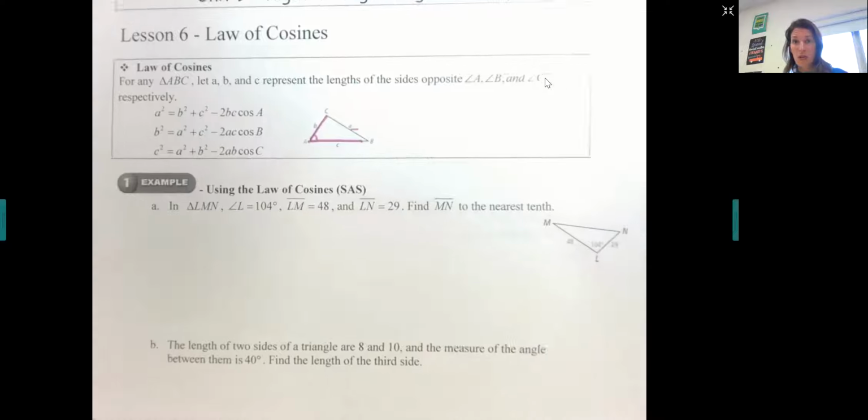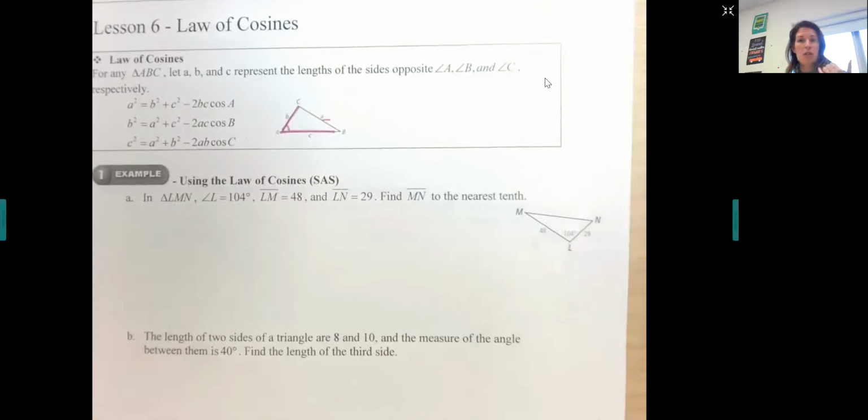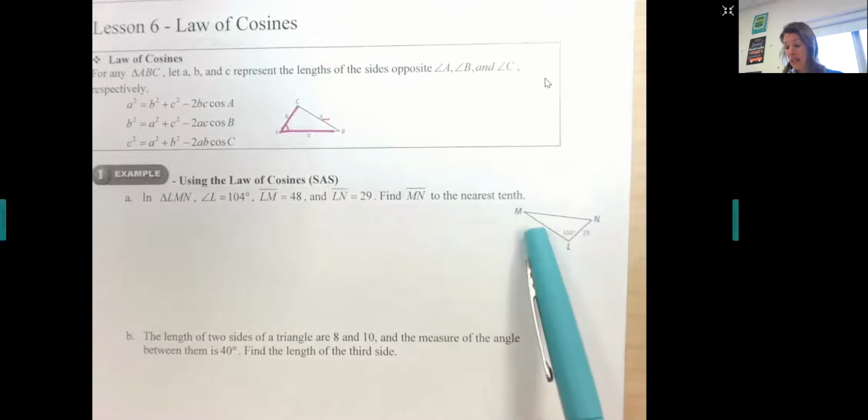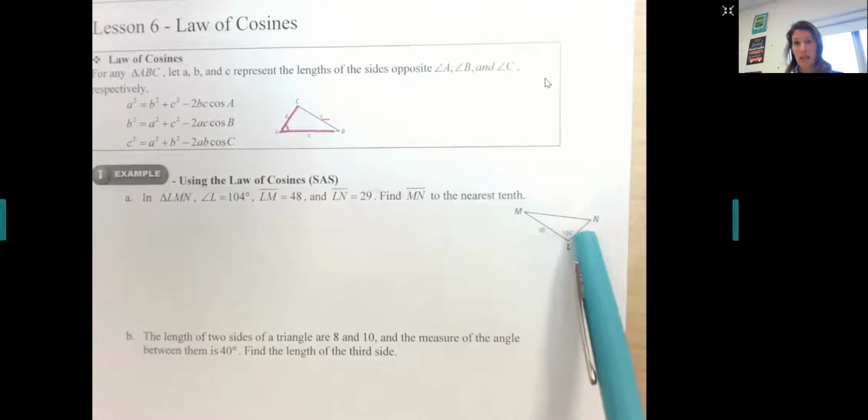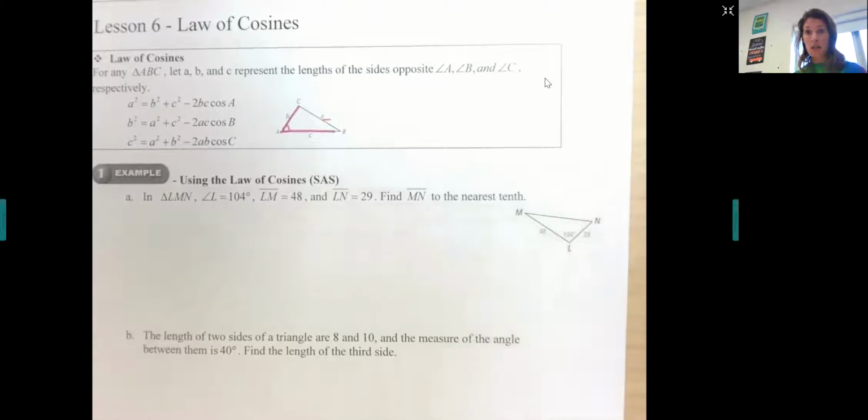Let's look at our first problem. We're just going to read it through and then talk about what we need to do. So we've got triangle LMN with angle L being 104 degrees, LM being 48, and LN being 29. First we have a side, then an angle in between, and then a side, which means we can do law of cosines. And we are going to find MN to the nearest 10th.